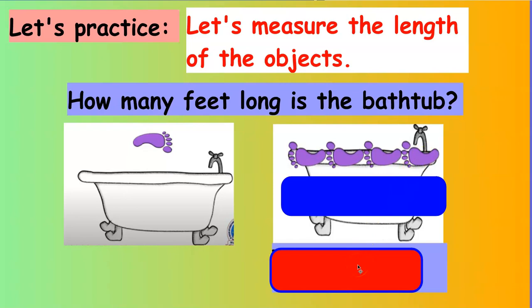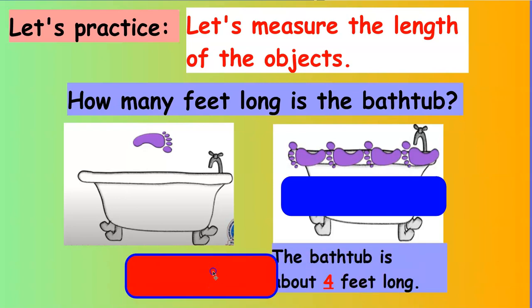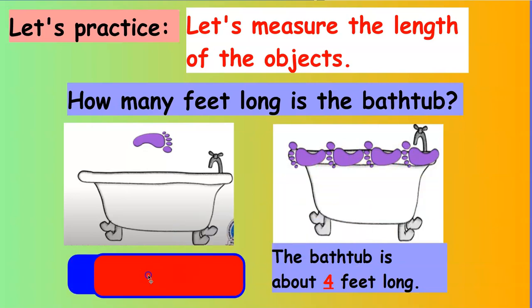After measuring, you are going to write the measurement. So you have to describe. The bathtub is about 4 feet long. So you are going to describe the measurement of this bathtub. Did you get it? All right, well done.